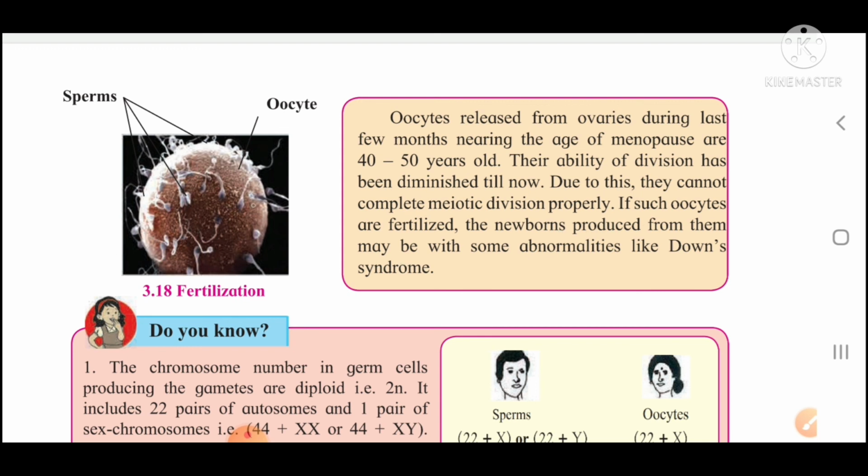लेकिन अगर फर्टिलाइजेशन हो जाता है एट दिस एज ऑल्सो 45 to 50 ईयर्स, बहुत कम चांसेस है, बट अगर होते हैं तो the newborn baby which is born from this female will be having some kind of disability या disorders. जैसे एक disorder हो सकता है जैसे डाउन सिंड्रोम, एक बीमारी वो बच्चे में आ जाएगी, okay. So this is how fertilization takes place.